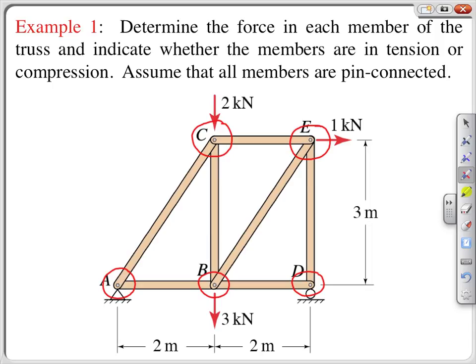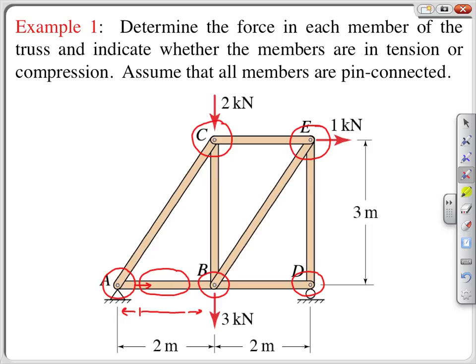If we think about, for instance, member AB, suppose we're just isolating it here. If it is in tension, then by definition it's being pulled on either side, which means that at joint A, an equal and opposite force is exerted on the joint. So if AB is in tension, it's going to exert a force on the joint at A.